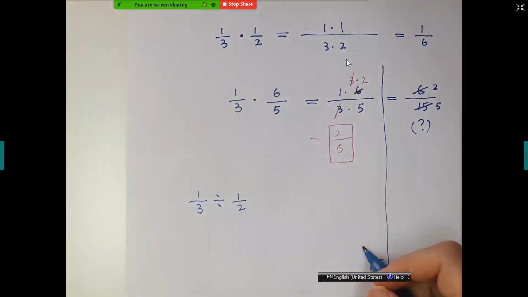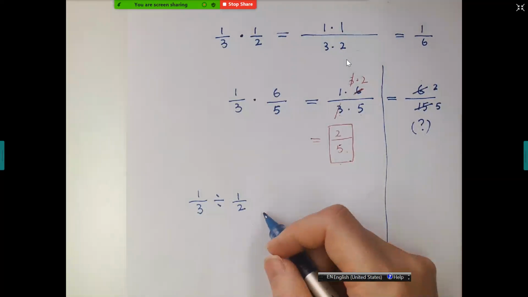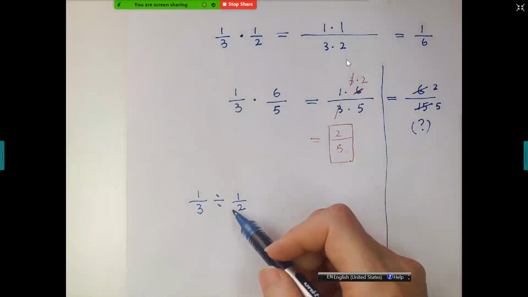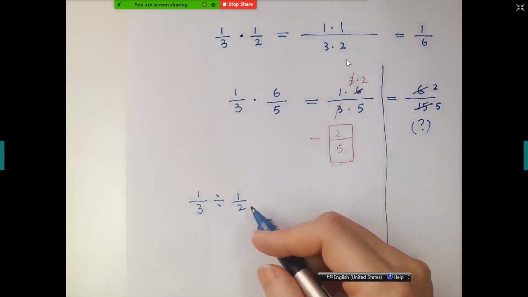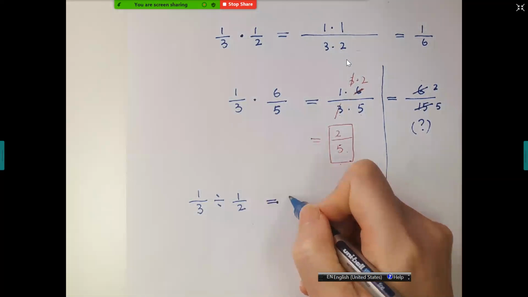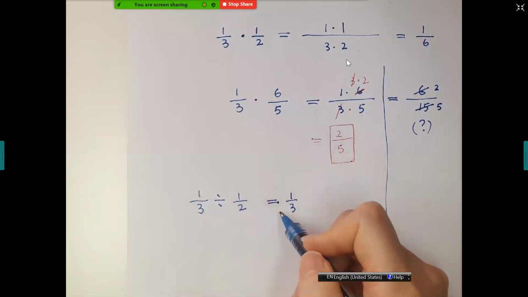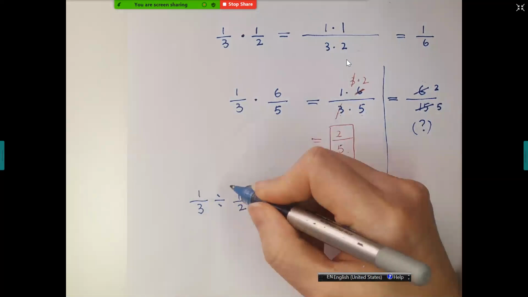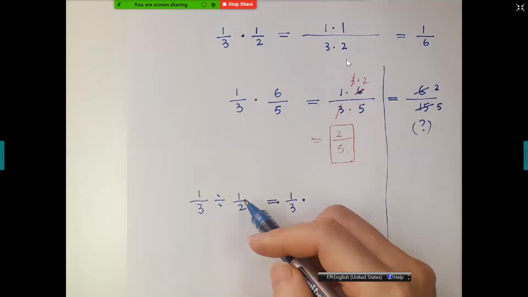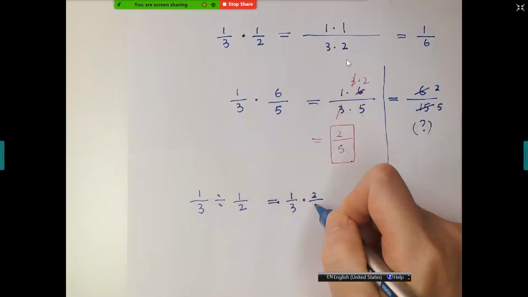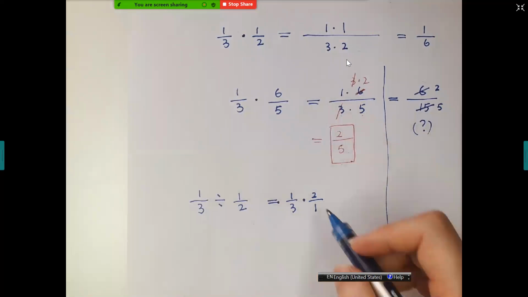If you still remember, how do we do the division of fractions? Instead of dividing, we turn the division into multiplication. The first number stays the same. Divide turns into multiply, and then flip the divisor. So this is the dividend, this is the divisor. Flip the divisor: 1/2 turns into 2/1. And then you multiply.